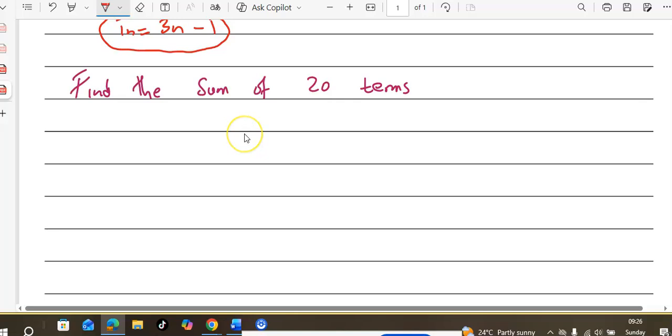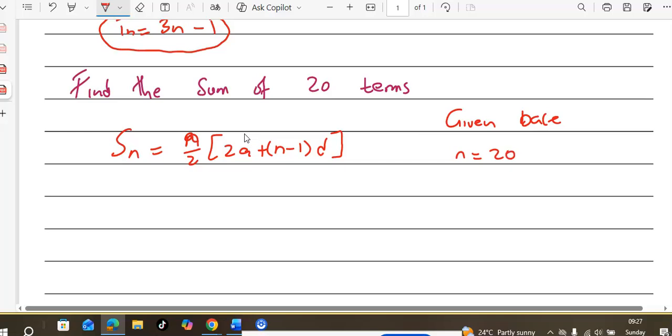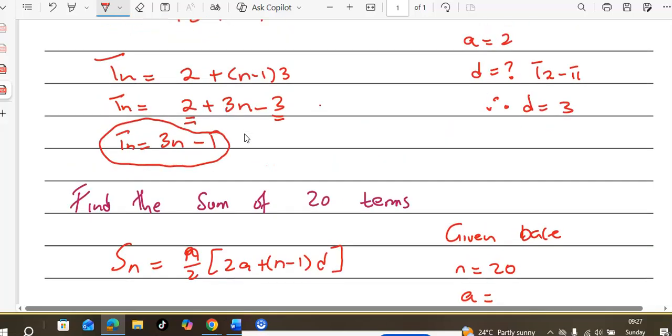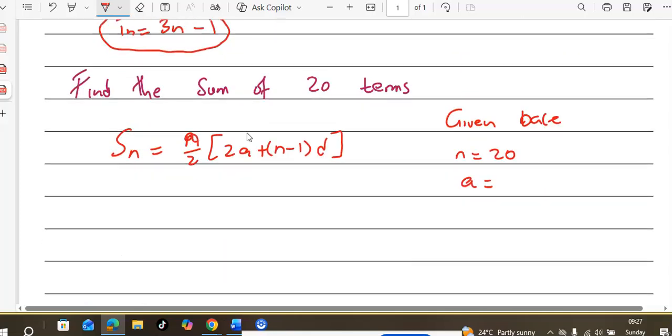And remember, they also give you the formula on your formula sheet: n over 2 times (2a plus (n minus 1) multiplied by d). So what you have to do, you just have to do what we say: given data. What do we have? We know that n is given as 20, the number of terms. A is the first term, and what was A? It was 2. So where there's A, we need to put 2. Then d, we calculated the common difference to be 3.